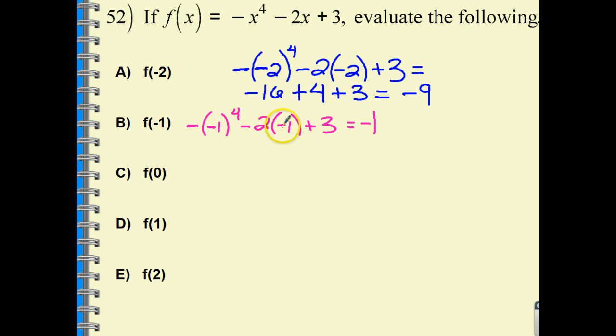A negative times a negative is a positive. 2 times 1 is 2. Add the 3, and let's solve. Negative 1 plus 2 is 1, plus 3 should be positive 4. All right, sliding down. Now we have a 0. I'm not going to talk through this one. I'm just going to explain it all at the end. So let me substitute in here.